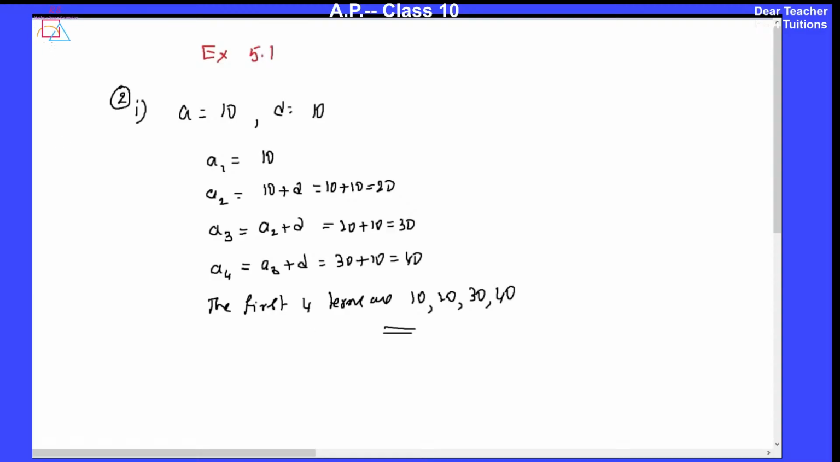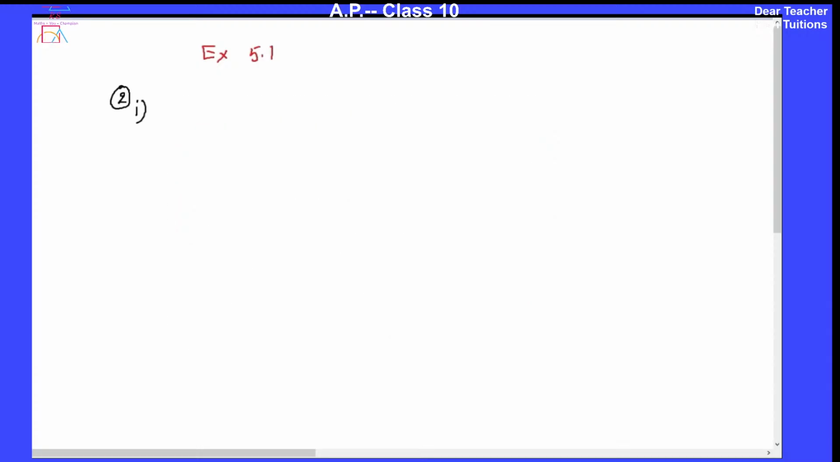There is a fraction question. I will be doing the 4th bit. A is equal to minus 1 and D is equal to half.